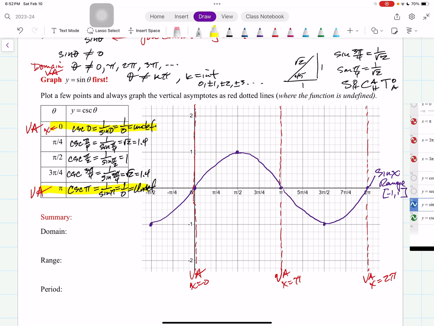Okay, so now we got to plot these babies. So let's do that. All right, so here we go. I'm going to plot the cosecant function in blue. And so the first one I plot is at pi fourths. And at pi fourths, we go up 1.4 units.